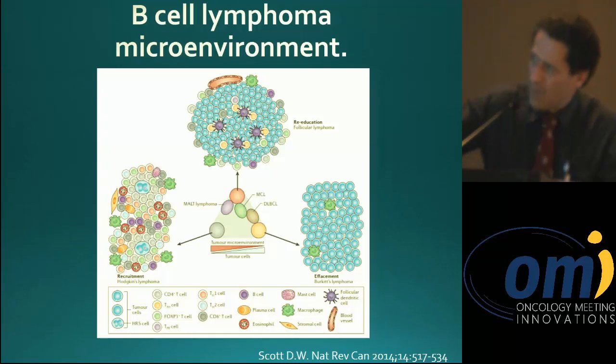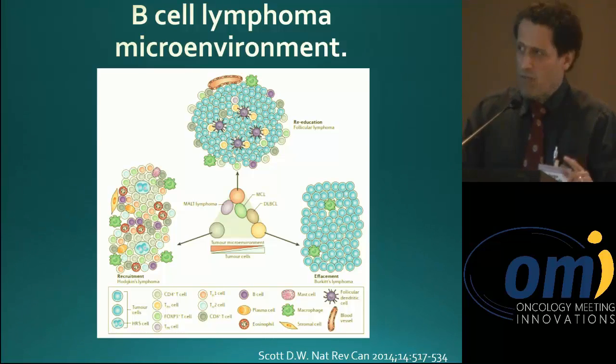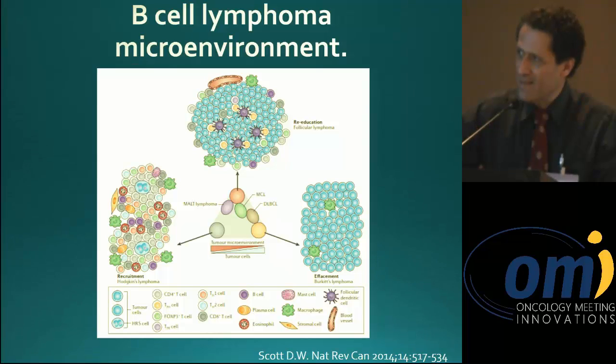The second pattern is explained, for example, in Hodgkin's lymphoma. In this pattern, you can see a few tumoral cells and a lot of reactive cells that secrete interleukins, growth factors, chemokines, and some kinds of soluble factors that make the tumoral cell immortal. So this is the case in Hodgkin's lymphoma.